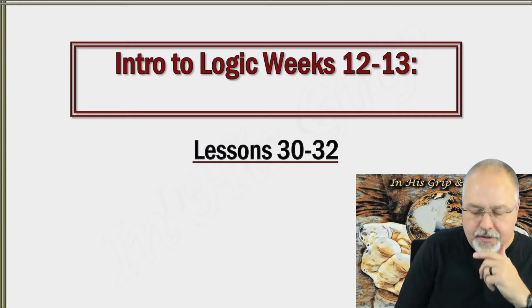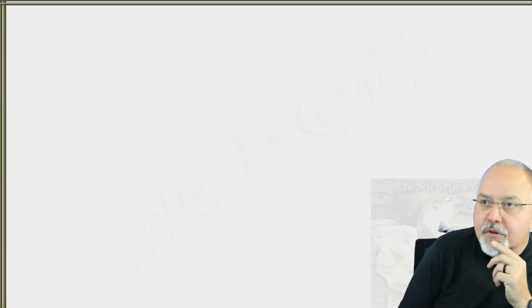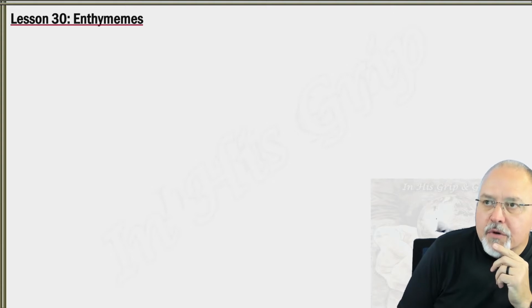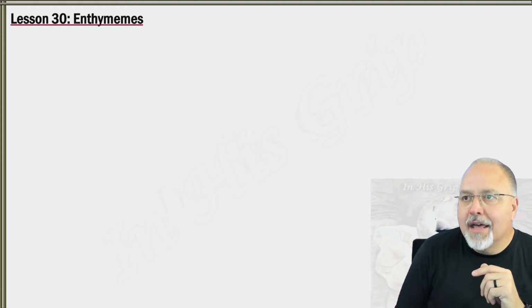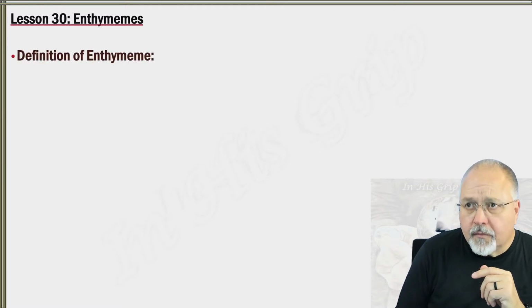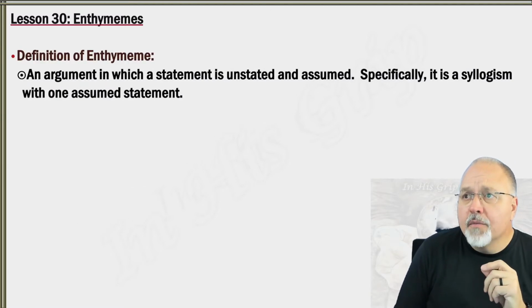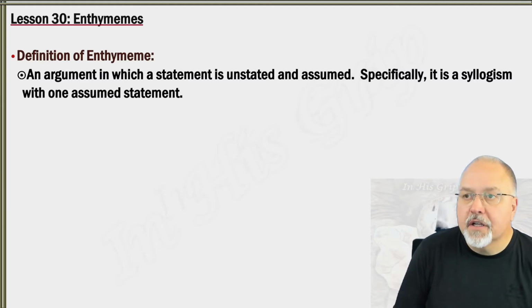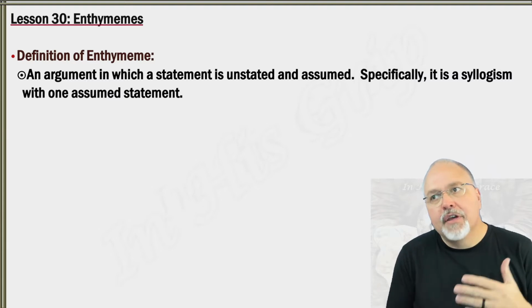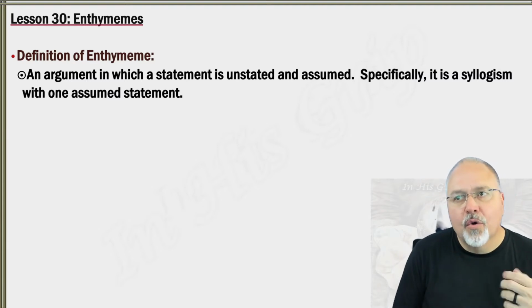We're going to do all this here on the screen with you, and let's begin with an introduction, definitions. An enthymeme is an argument in which a statement is unstated and assumed. Specifically, it's a syllogism with one assumed statement. So you'll have either two premises or you'll have one premise and the conclusion.